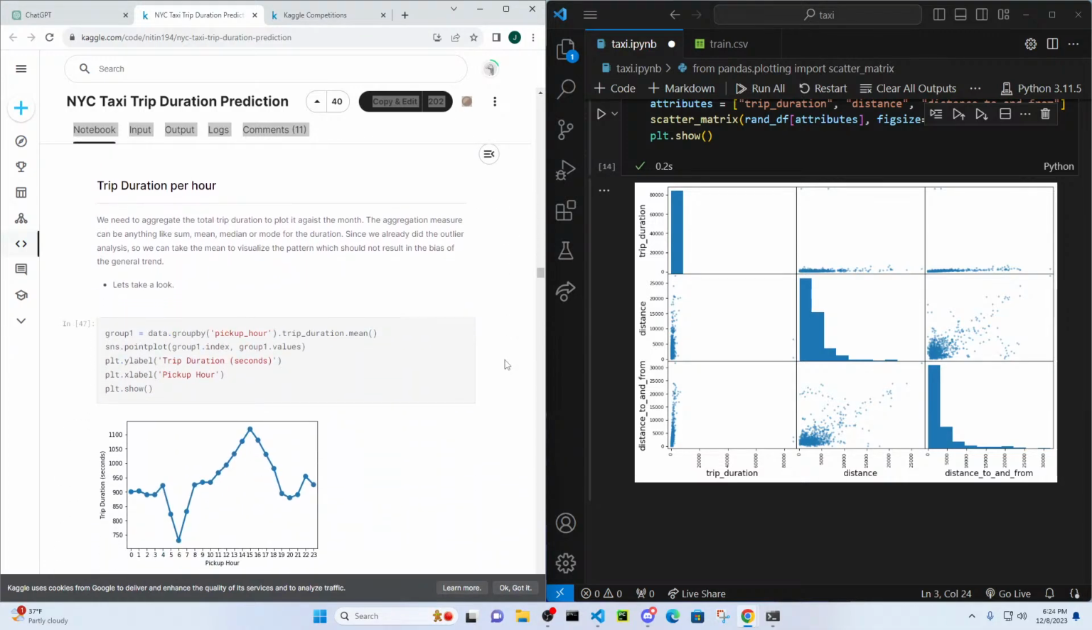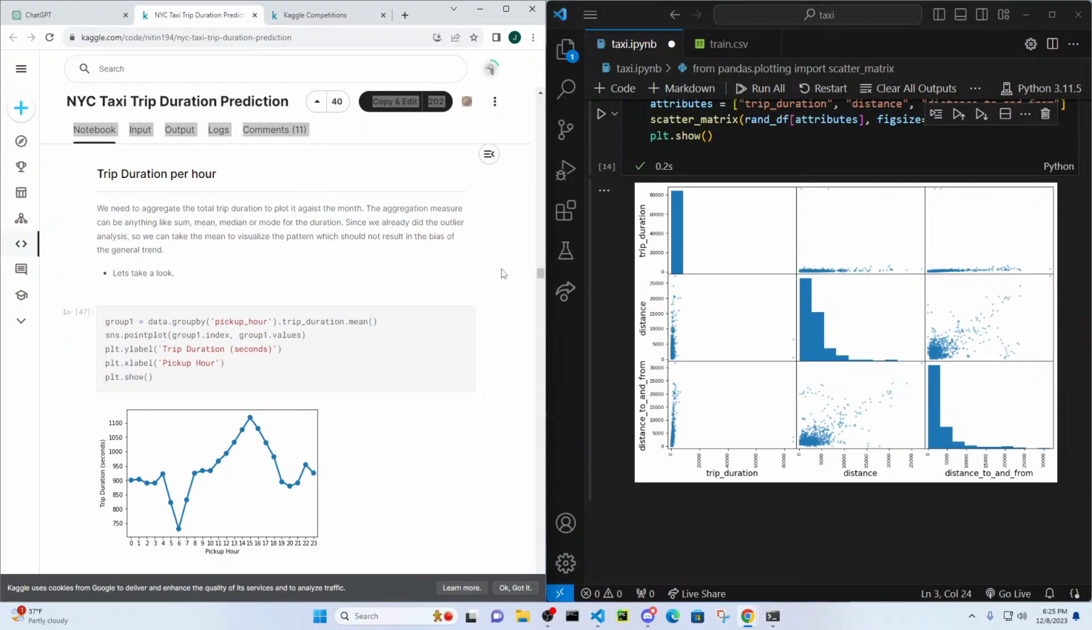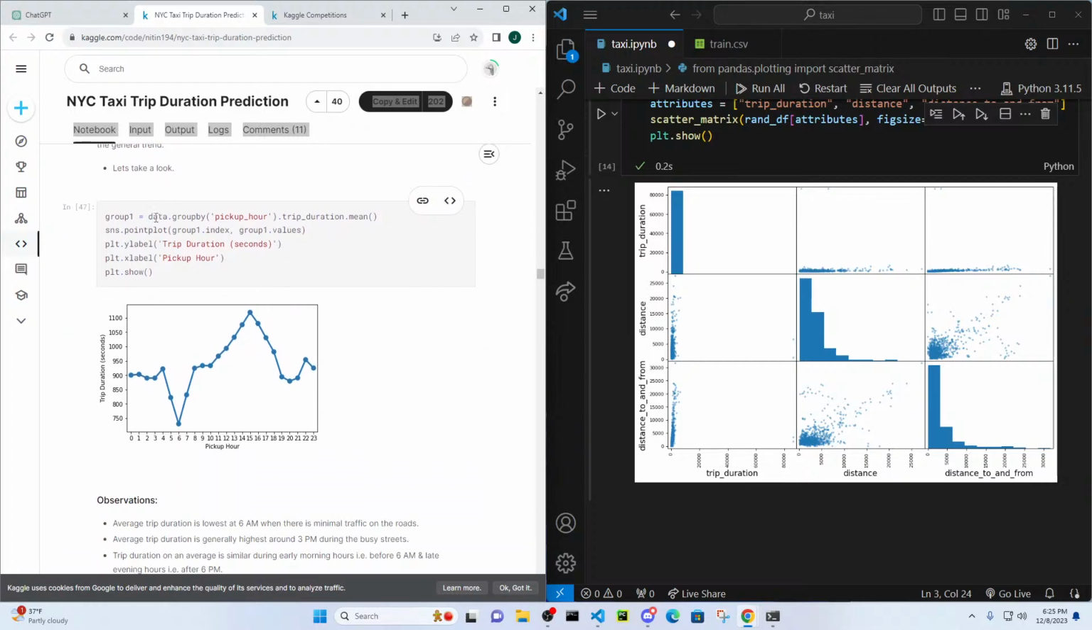So trip duration per hour. We need to aggregate the total trip duration to plot it against the month. The aggregation measure can be anything like sum, mean, median, or mode for the duration. Since we already did the outlier analysis, we could take the mean to visualize the pattern, which should not result in bias of the general trend. So you can see he's taking the data, grouping it by the pickup hour, midnight to midnight, and finding the mean of the trip duration.